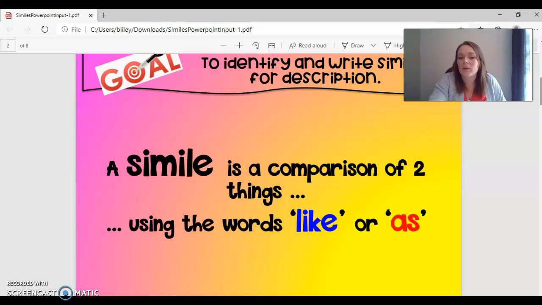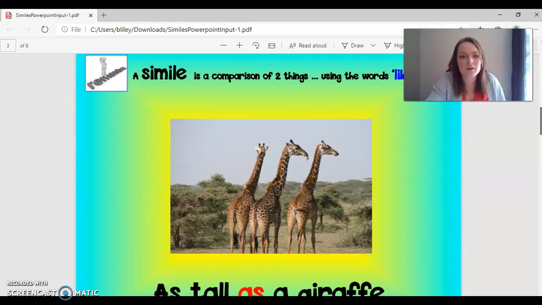So this is what a simile is. A simile compares two things. A simile is a comparison of two things using the words like or as. So it compares two things together and uses the words like or as. You can always identify a simile if it has the word like or as. Okay, let's look at some examples. We have some nice giraffes here. Let's look at our example.